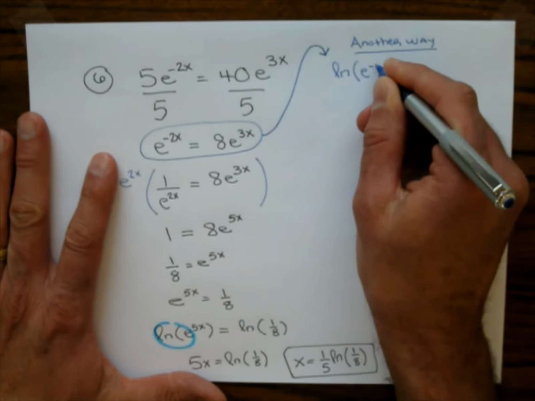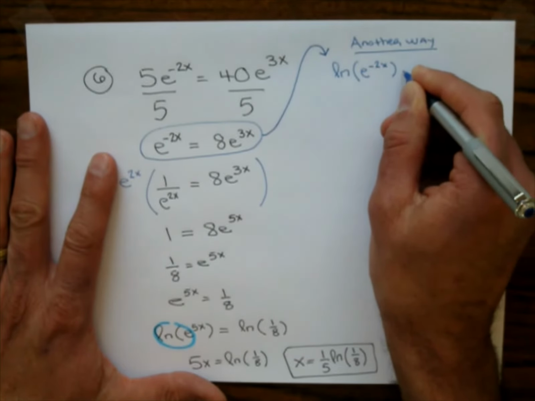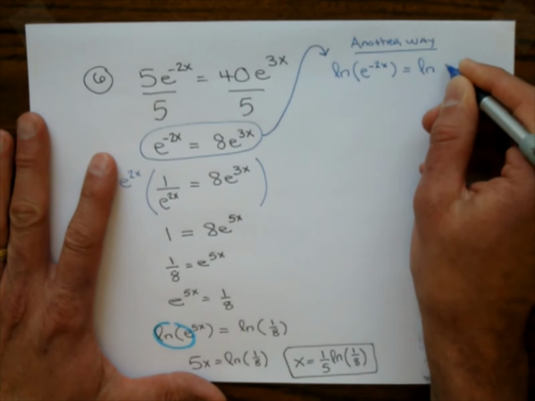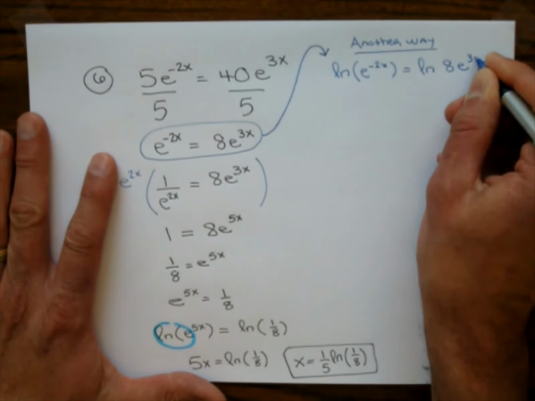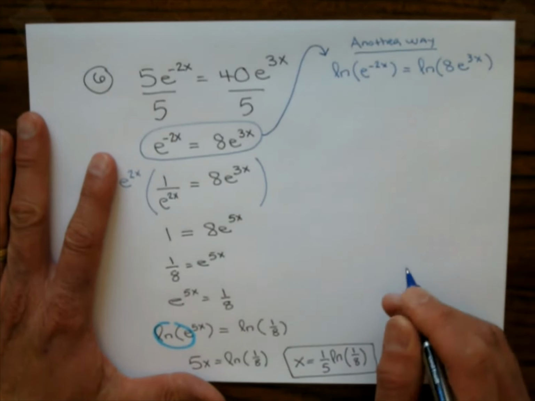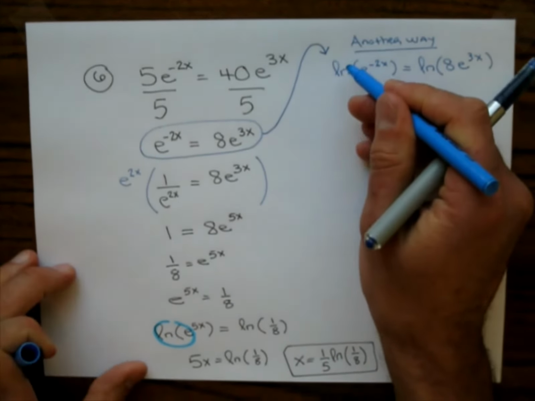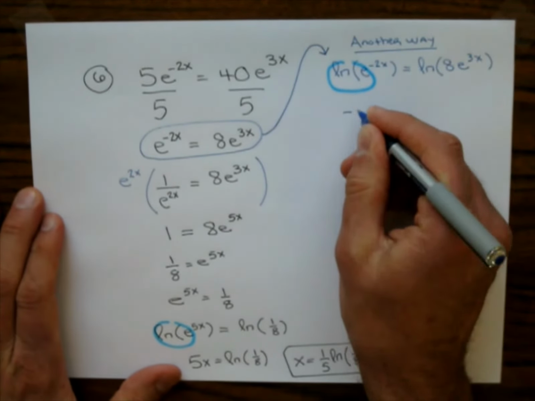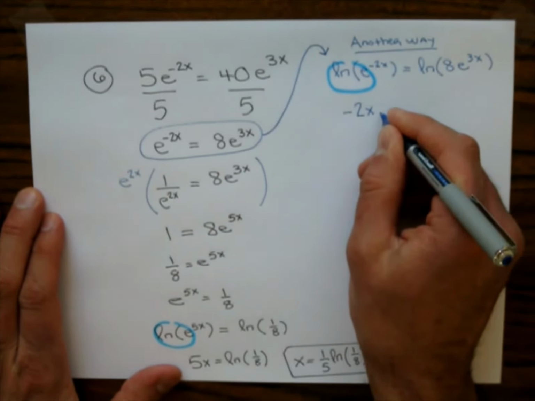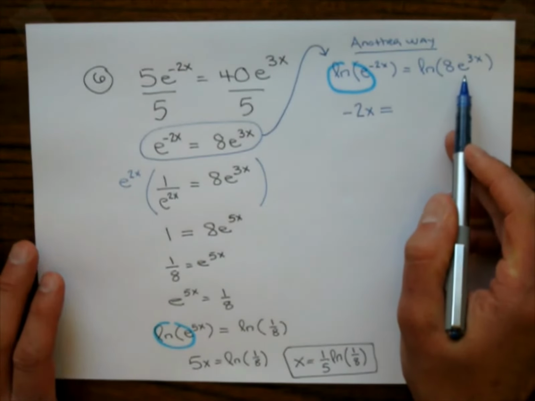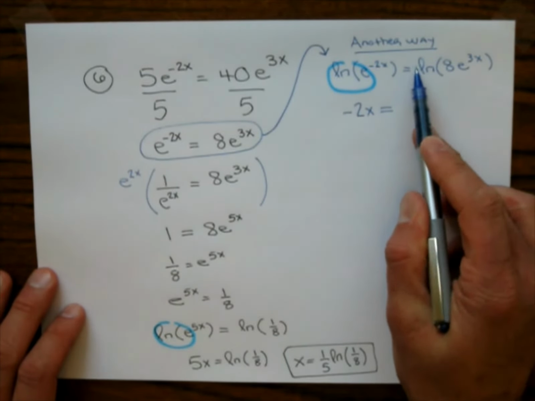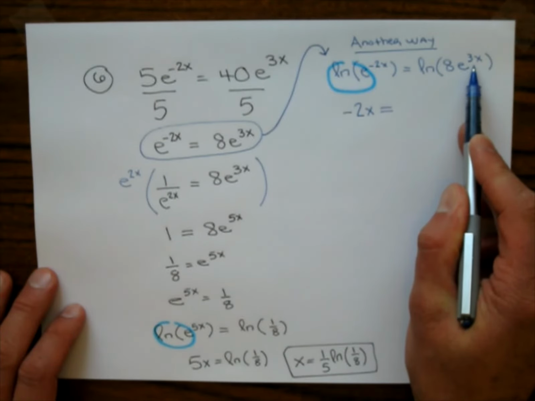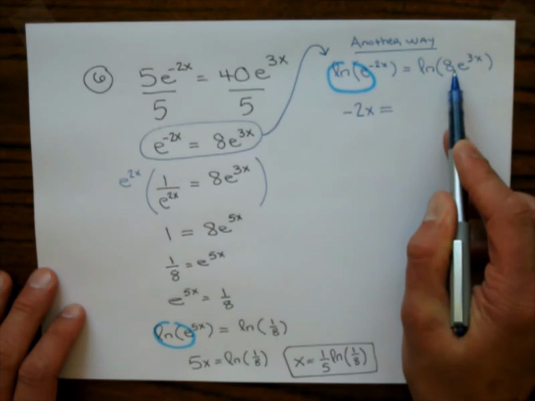ln e to the negative 2x equals ln 8e to the 3x. Okay, on the left-hand side, that thing goes pop. We end up getting negative 2x. On the right-hand side, you might think, oh, something goes pop, or the exponent jumps, but the exponent cannot jump because that 3x is not the exponent for the 8.